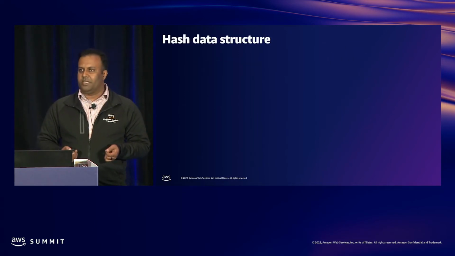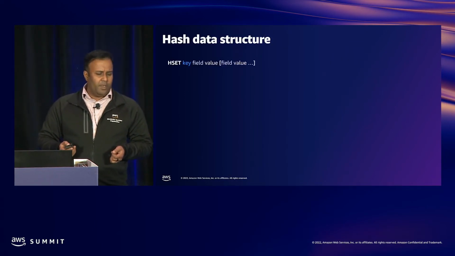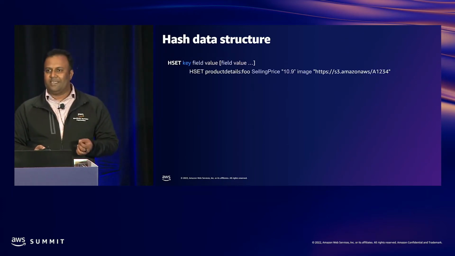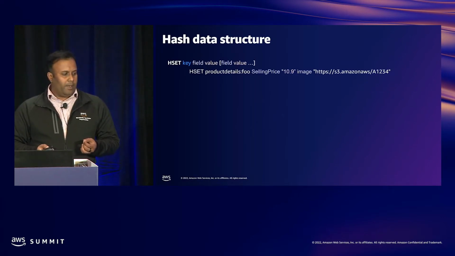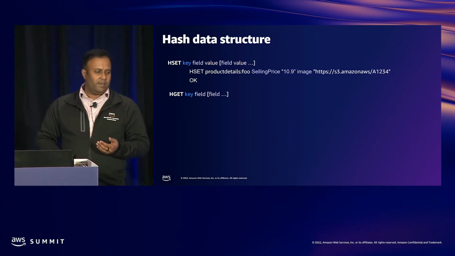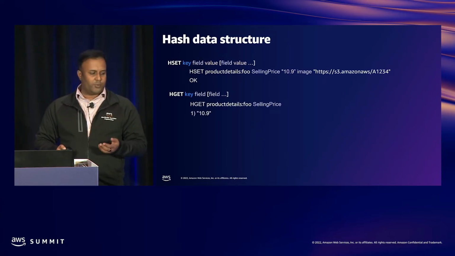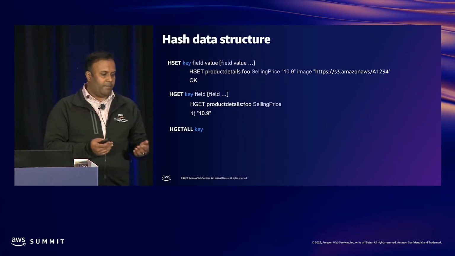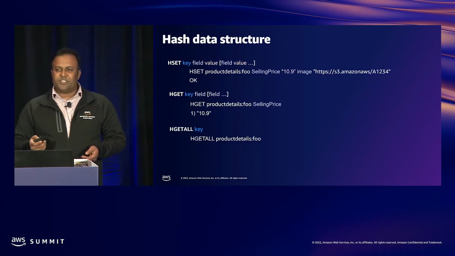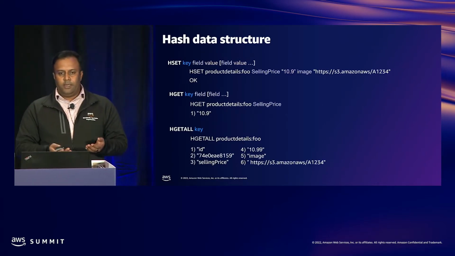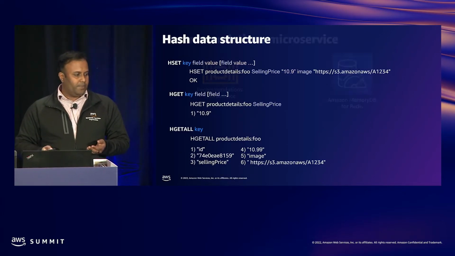You can use a hash data structure for this. It's fairly simple. You use something like HSET, and then you set all the details for the product. And then you get a response back, and if you want to get the data back, use something like HGET, and you pass the key and the field, and then you get the field and the values back. In this particular case, I just asked for a selling price, and it came back as 10.9. If you do an HGETALL, it gets back all the data related to the particular key, and all the fields and all the values of it.